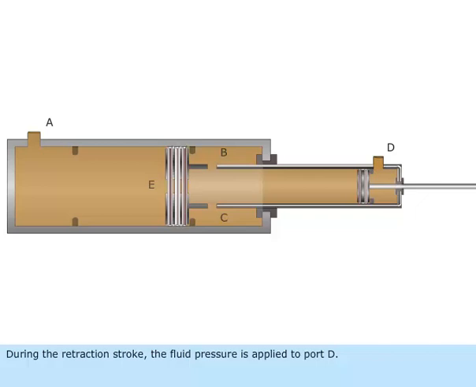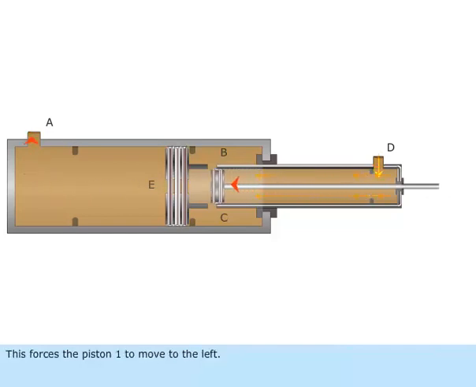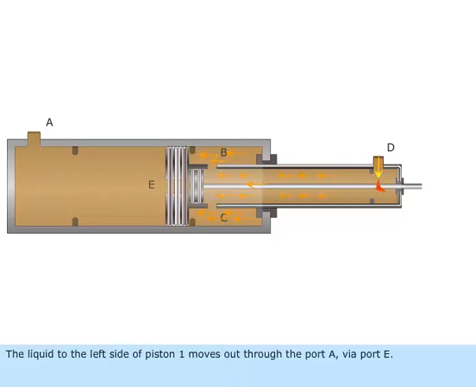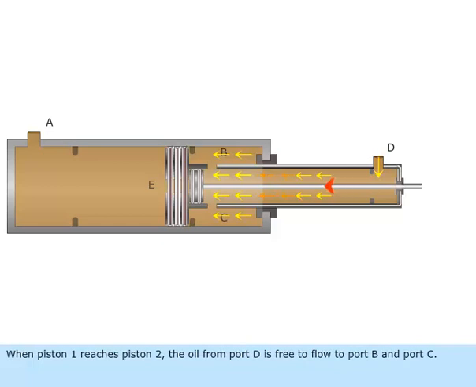During the retraction stroke, the fluid pressure is applied to port D. This forces piston 1 to move to the left. The liquid to the left side of piston 1 moves out through port A via port E. When piston 1 reaches piston 2, the oil from port D is free to flow to port B and port C.